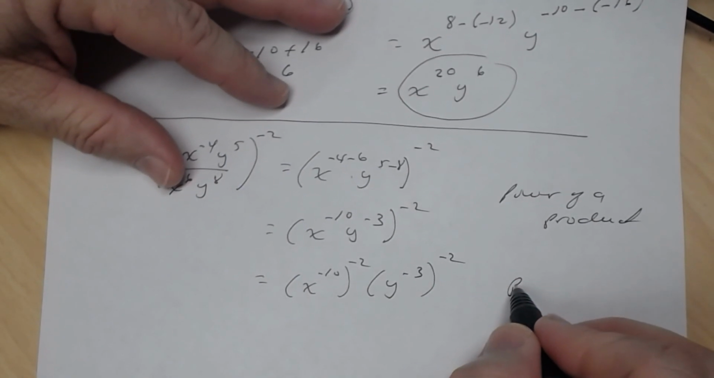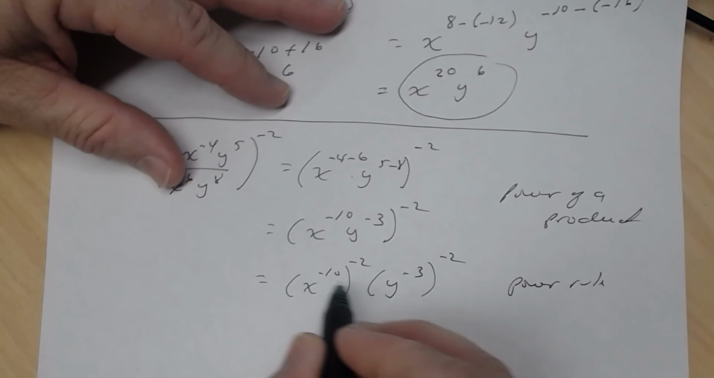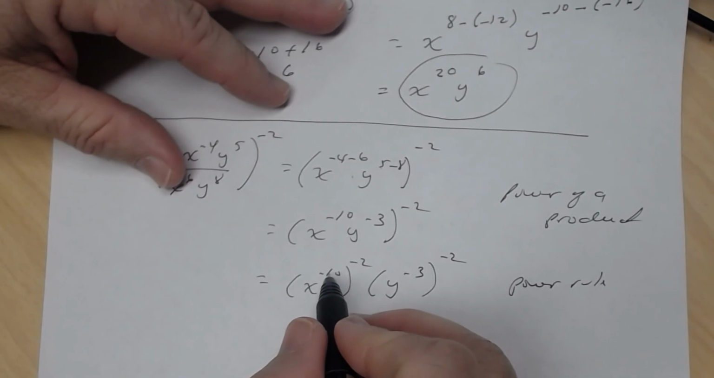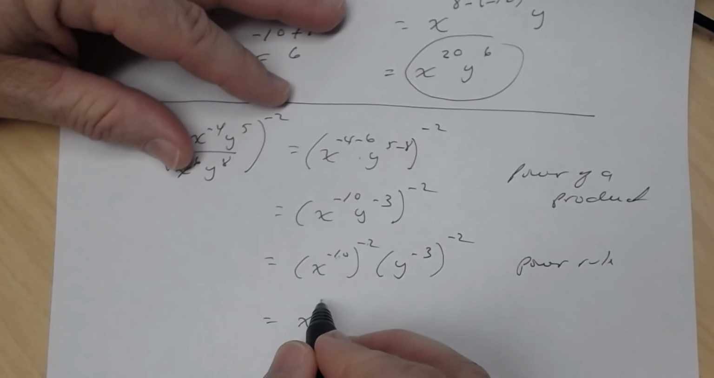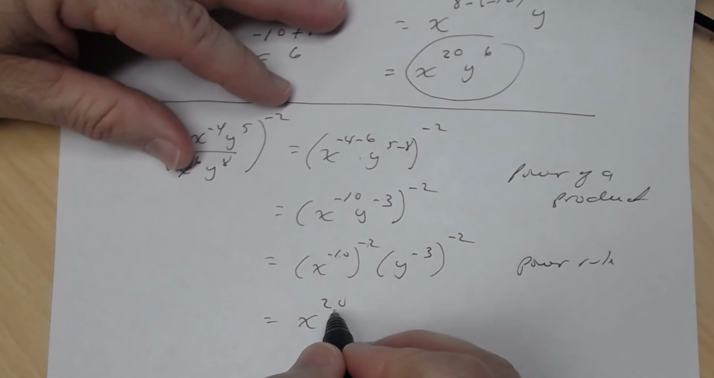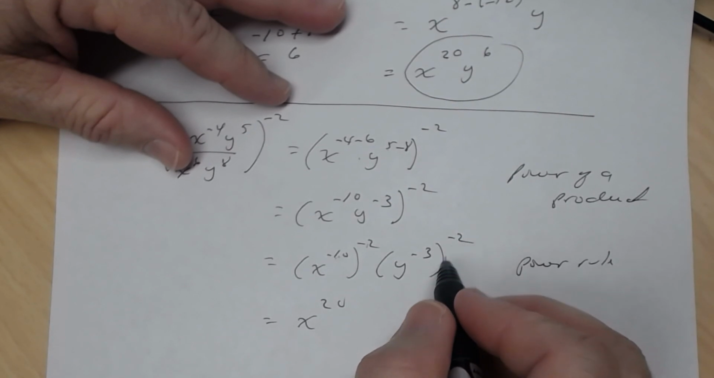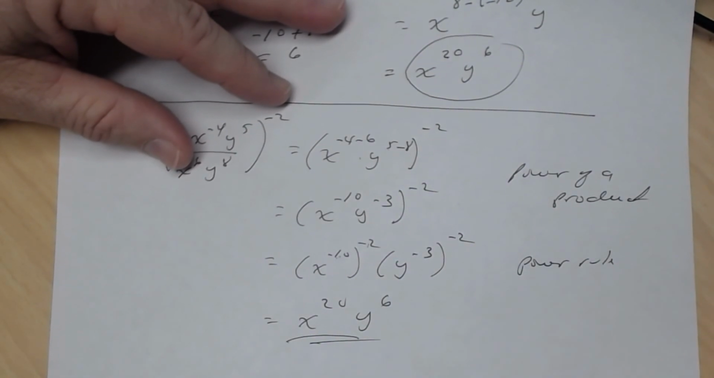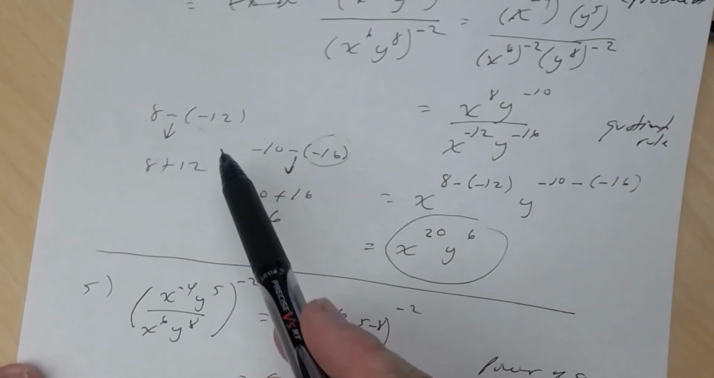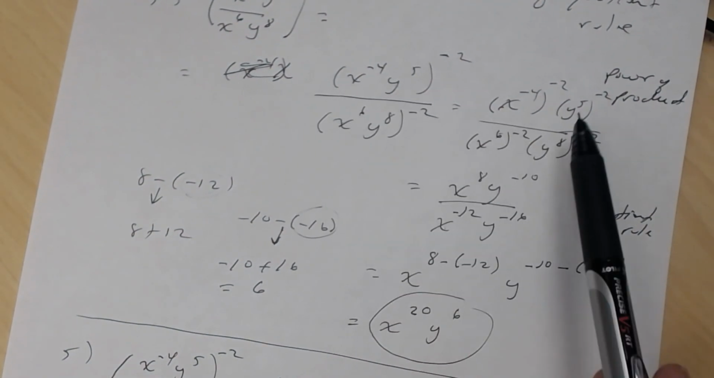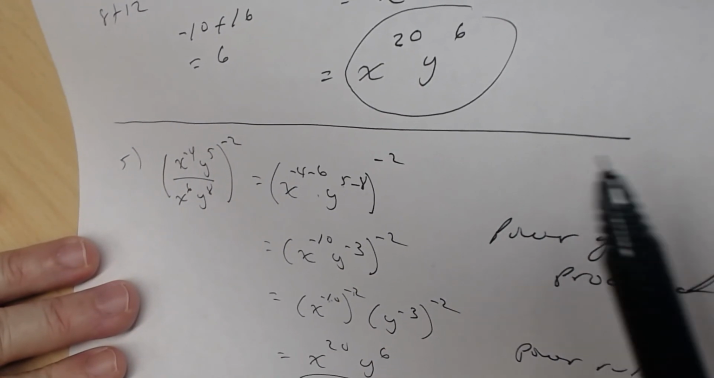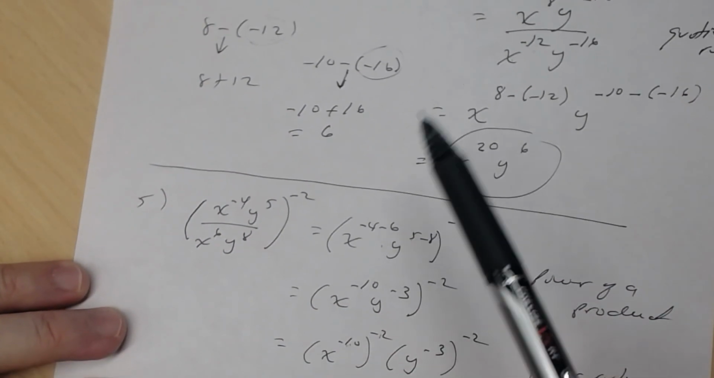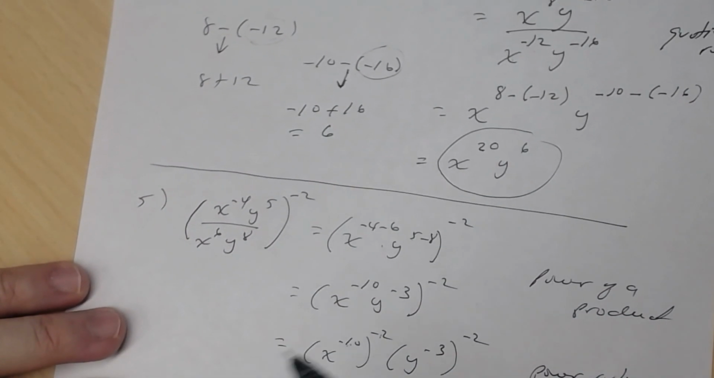And now I'm going to use the power rule. When you have an exponent raised to another exponent, you multiply those exponents. So this becomes x to the 20th, because negative 10 times a negative 2 is a positive 20. Negative 3 times a negative 2 is a positive 6. You get the same answer. So it doesn't matter which path you take. Notice that this particular path has a little bit more work to it than the other path, but it's a good idea to know both scenarios.